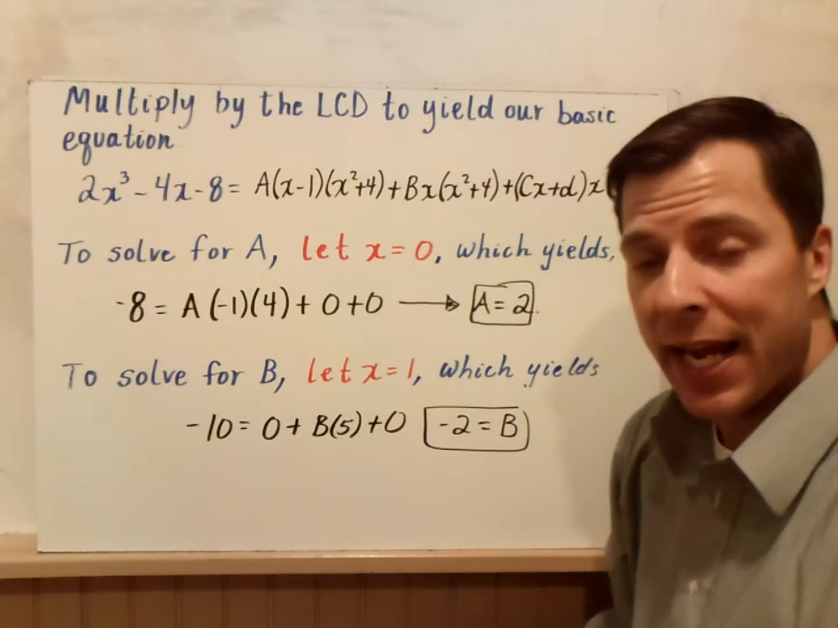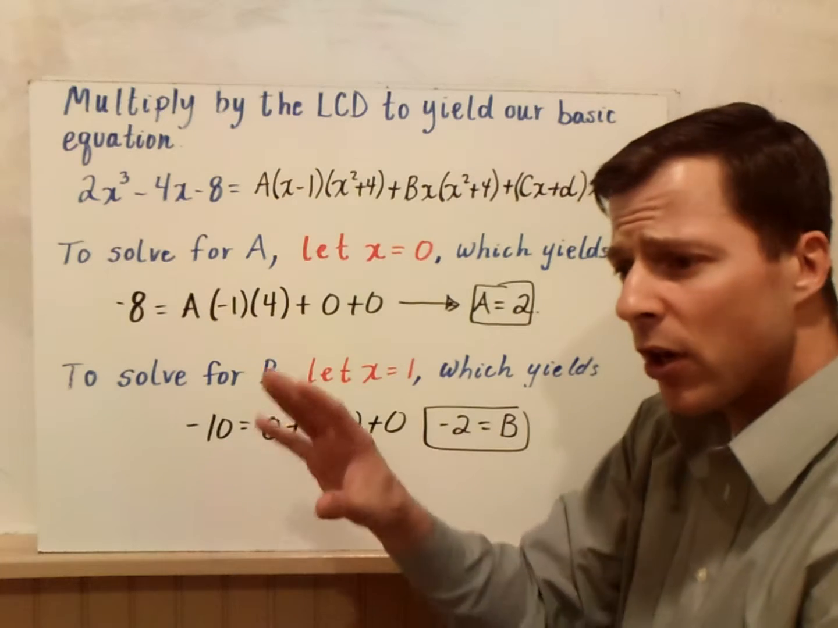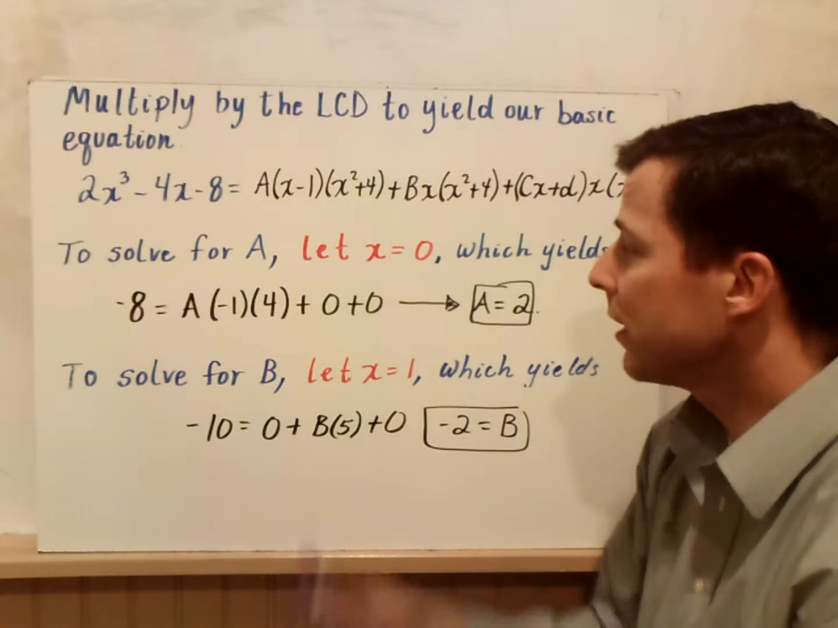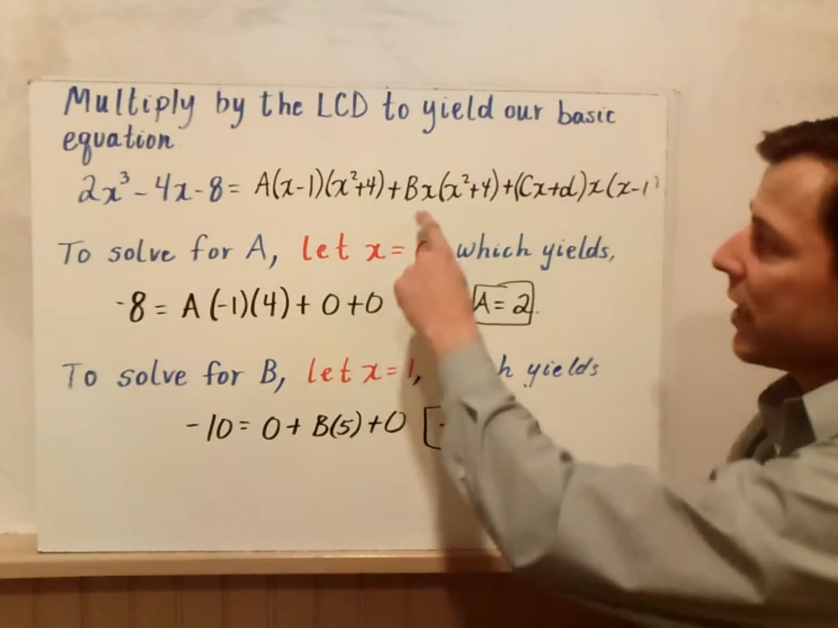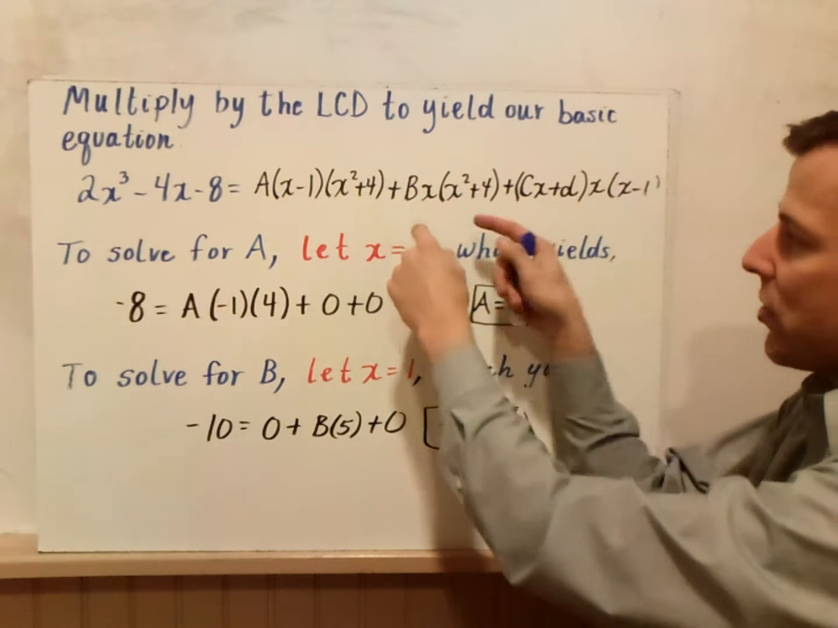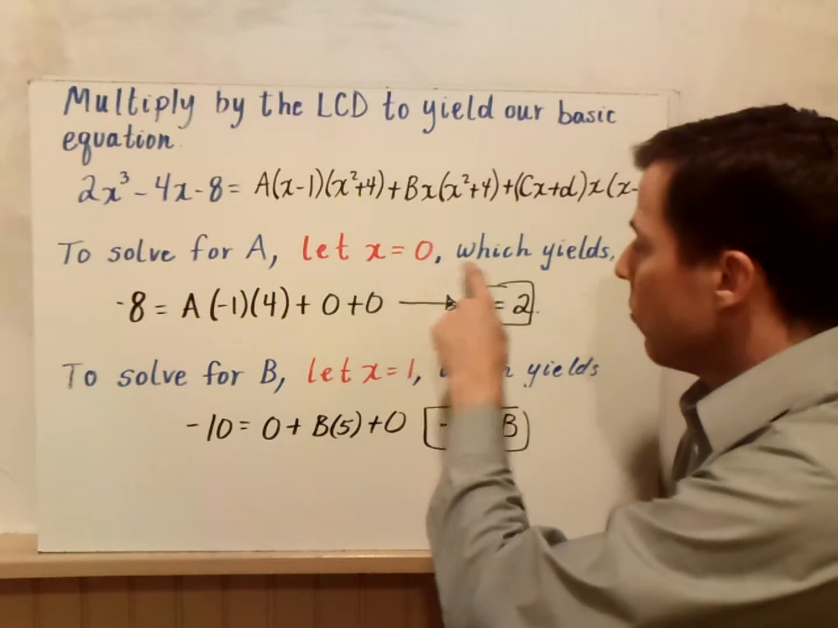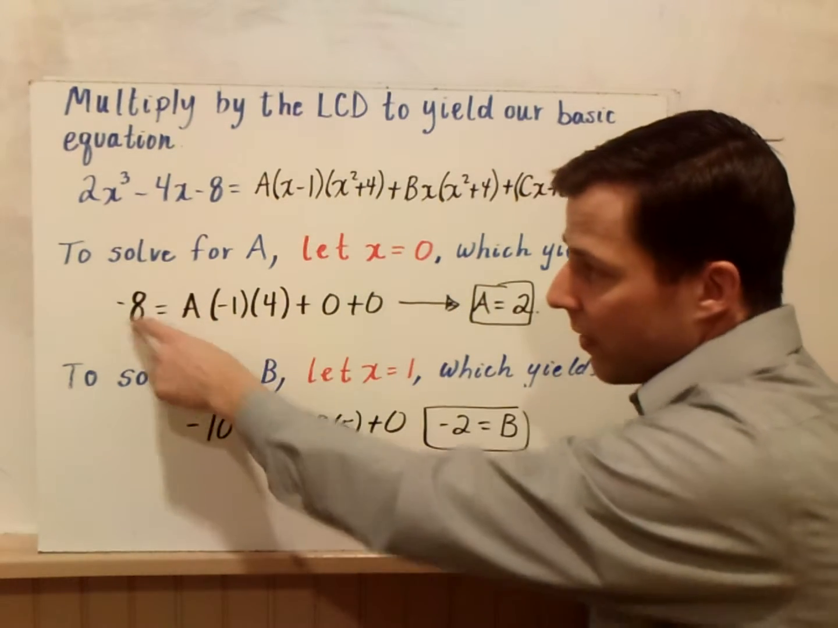So now we've got to find A. Now A is associated with 0, or x, A over x, right? So we're going to let x equal 0, which is going to cancel out this term because of the x, and our third term because of the x. So all of this is going to go to 0. So when we let x equal 0, we get negative 8, right?